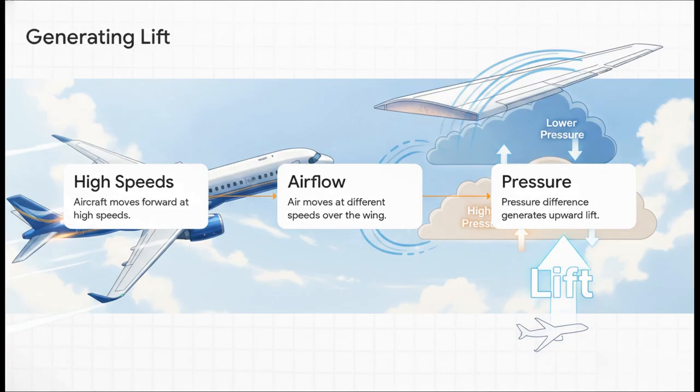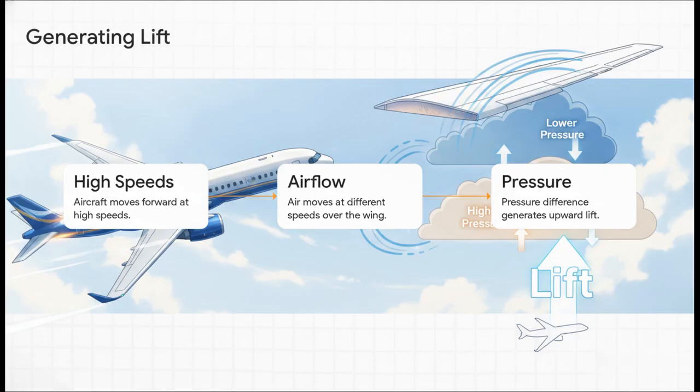And step 3. This creates a pressure difference. The higher pressure underneath essentially pushes upward against the lower pressure above it. And boom! That pressure difference generates the force of lift. It's this upward push that allows the plane to ascend and stay airborne, successfully fighting off the downward pull of gravity.